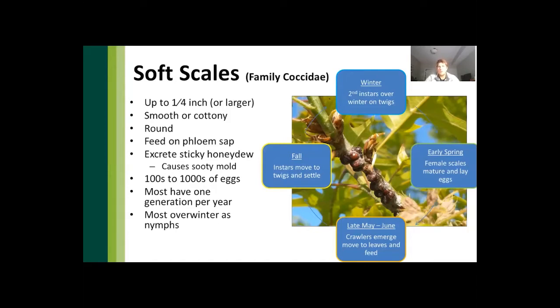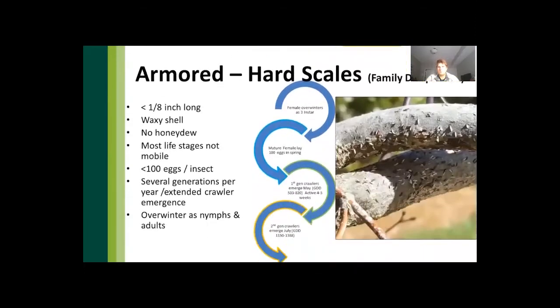But from just an identification standpoint, they're typically larger, about 1/4 of an inch, and they're smooth or cottony in appearance, and they're typically round. And they're feeding on the phloem sap, but they do excrete honeydew. And then you'll notice that you'll have hundreds to thousands of eggs, depending on species, and most have only one generation per year. You might have 2 generations for some scales in the southern climates, as they're just able to complete that life cycle. But most are going to overwinter as nymphs.